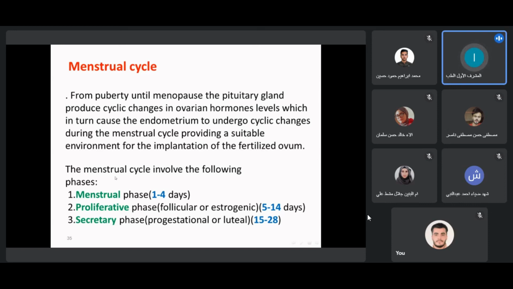The menstrual cycle is divided into 3 parts. The menstrual phase lasts from 1 to 4 days, which is the first day of the cycle until the 4th day. The first day of the cycle is the first day of the blood shedding. The first day of bleeding is called the first day of the cycle, and it lasts on average from 1 to 4 days.